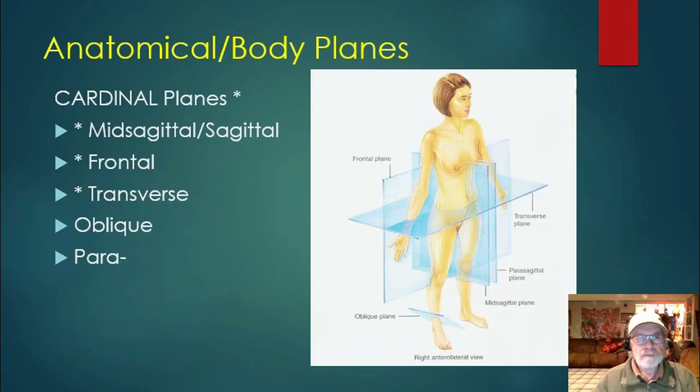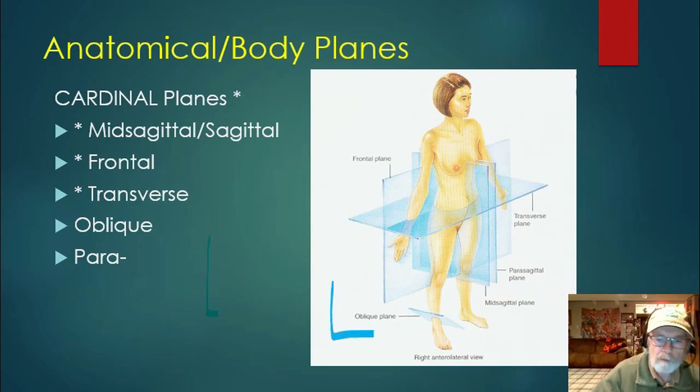Let's look at this. Now, this is an image of a person, okay, and what we have is divided by three major planes. These are called cardinal planes. The thing about cardinal planes is, number one, they are all perpendicular to each other. So when we look at one plane, it's perpendicular to another plane, which is perpendicular to the third plane. So we have three cardinal planes.